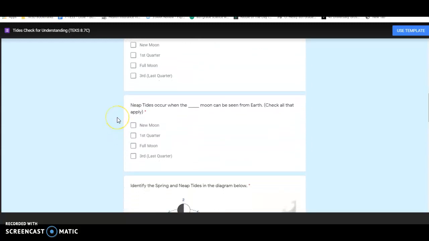Next question. Neap tides occur when the blank moon can be seen from Earth. Again, check all that apply. Do I see neap tides during the new moon, first quarter, full moon, or third and last quarter?